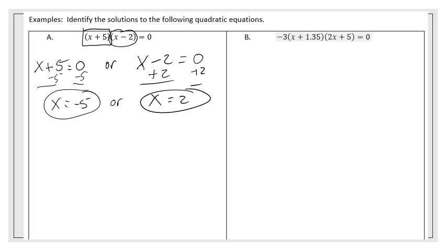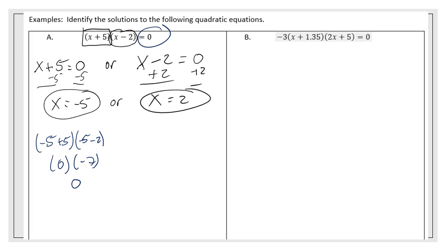Now, just to show that this works, I'm going to go back to my original equation. I'm going to substitute negative 5 for the x. So I'm going to have negative 5 plus 5 times the quantity of negative 5 minus 2. So that'll be 0 times negative 7, which is 0, which is what we want our equation to equal.